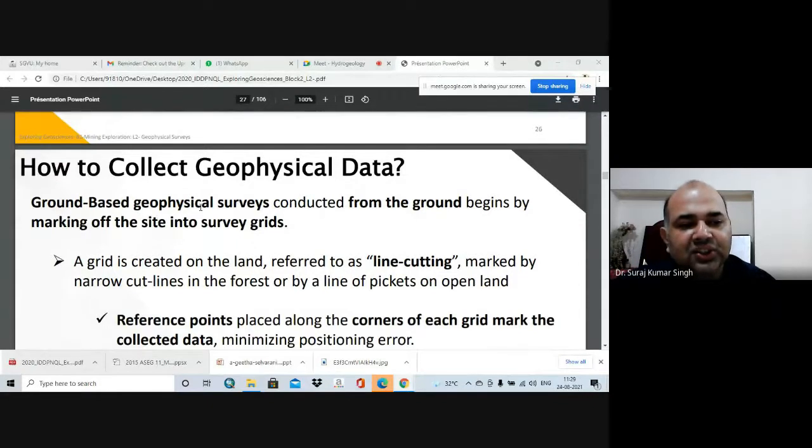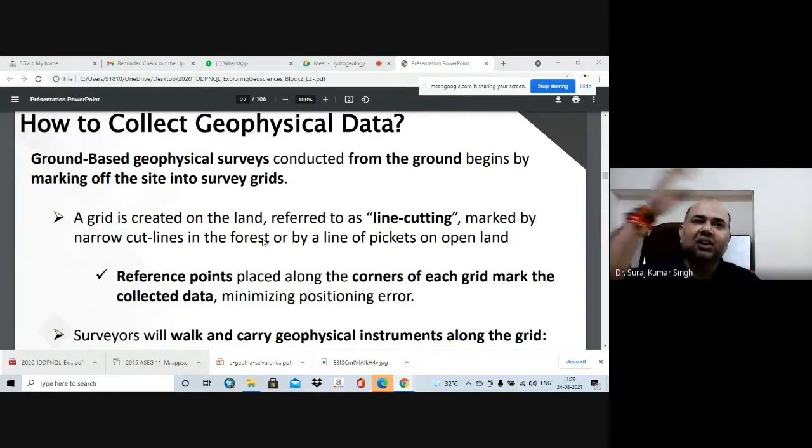The ground-based geophysical surveys are conducted from the ground, beginning from marking of the site into survey grids. So whenever you are assigned any kind of survey, you cannot directly go and start just running your drone or start drilling without preparation. There is no way you'll get accuracy in the data, and your entire results will be flawed. Prior to going into the field, you must have some scientific understanding, a method of getting that data set.